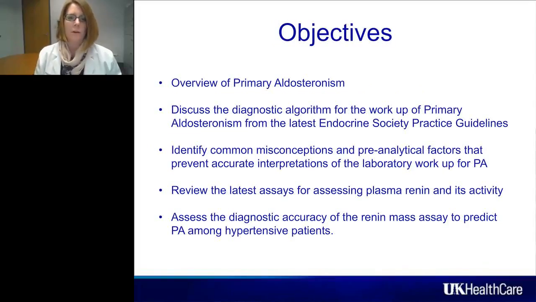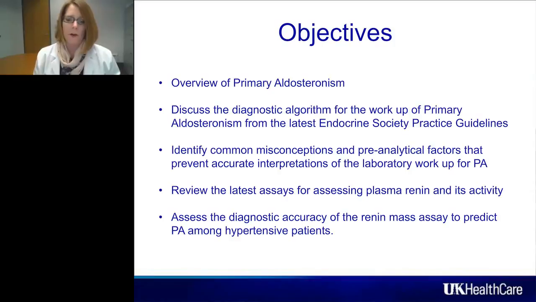Today I'll begin with a brief overview of primary aldosteronism. I'll discuss the disease, its etiologies, and some of its long-term manifestations. Then I'll go on to discuss the new guidelines that have been published by the Endocrine Society that help us in the diagnostic workup of primary hyperaldosteronism. Next, I'll identify some common misconceptions and pre-analytical factors that will prevent accurate interpretation of the laboratory results for the workup of primary aldosteronism. And I'll talk to you about how we in the laboratory can play a role to help the clinical team understand the results of the laboratory tests.